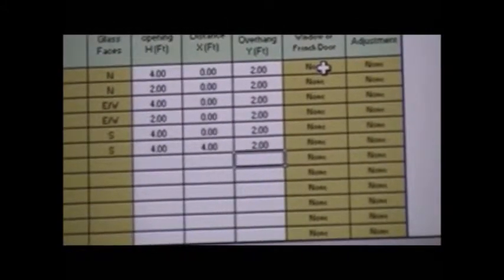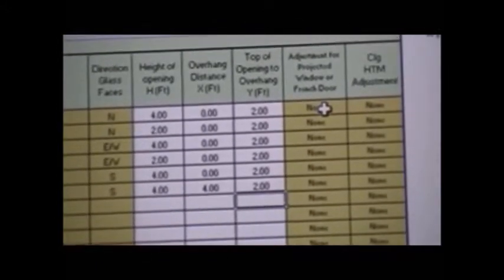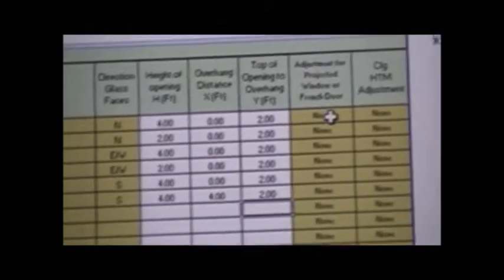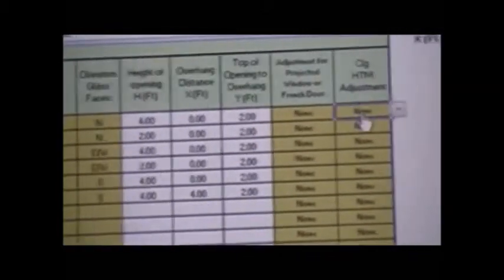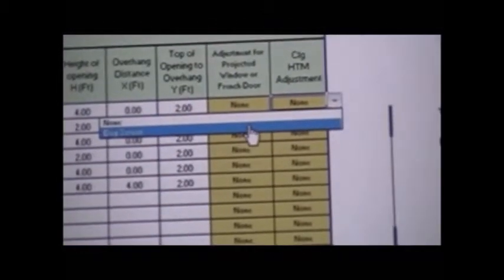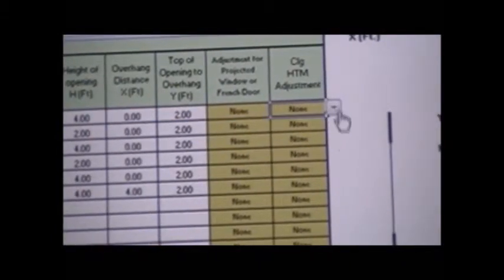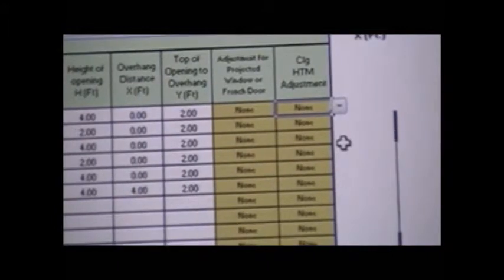Okay, now we're still not through. If we had, I always call them a bay window. They're calling it a projected window or a French door. Then we would have to go in and identify that. Cooling HTM adjustment. Well, leave it or not, something as simple as a bug screen, and I'll show you that right here. You see that we have an option of a bug screen or nothing. We're saying that we don't have any screens on our windows.